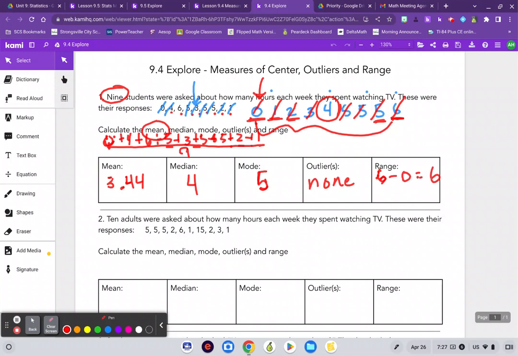All right, I'm going to have you press pause, and run through and try your hand at problem 2 to see if you can figure out the mean, median, mode, outliers, and range for set 2.